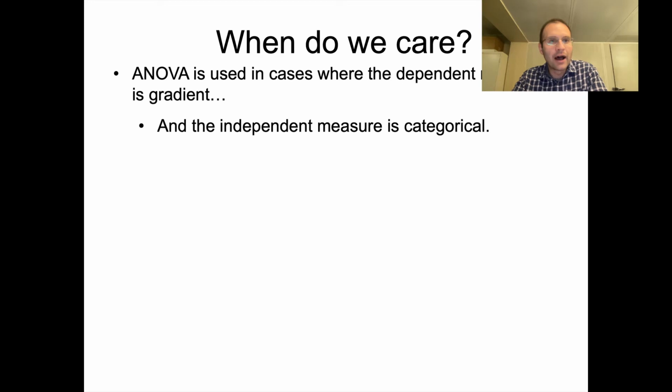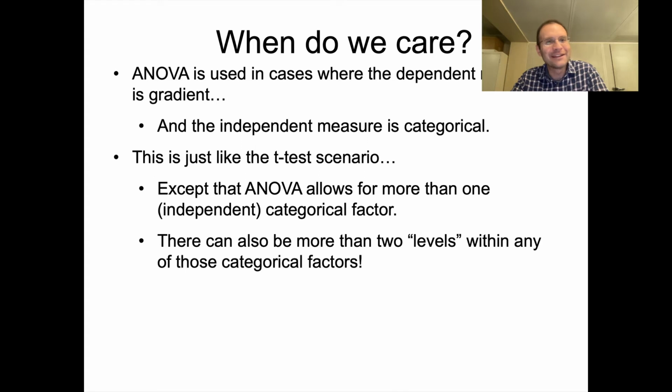Okay, so ANOVA is used in cases when the dependent measure is gradient and the independent measure is categorical. And we've actually been working with cases like this before. Before we got into regression analysis, we did this for, say, t-tests, even if we didn't make it explicit. But this is just like a t-test scenario, except the ANOVA will allow for more than one independent categorical factor. So before we were looking at t-test scenarios where, like, is the VOT of speakers from Calgary different from the VOT of speakers from Edmonton? Something kind of inane like that.